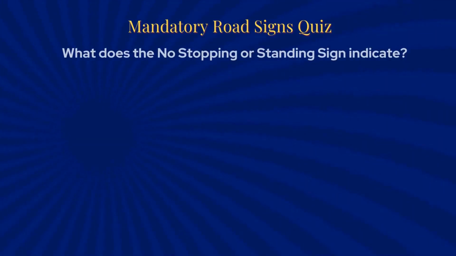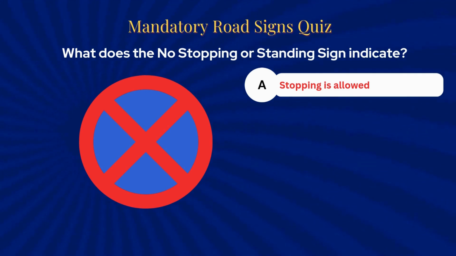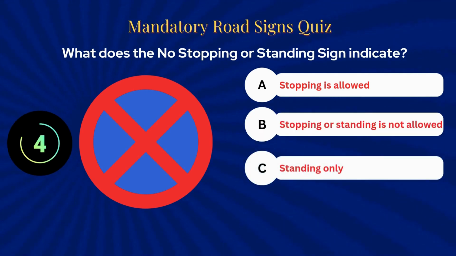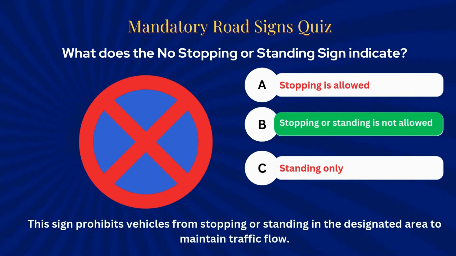What does the no stopping or standing sign indicate? Options are stopping is allowed, stopping or standing is not allowed, and standing only. Answer is stopping or standing is not allowed. This sign prohibits vehicles from stopping or standing in the designated area to maintain traffic flow.